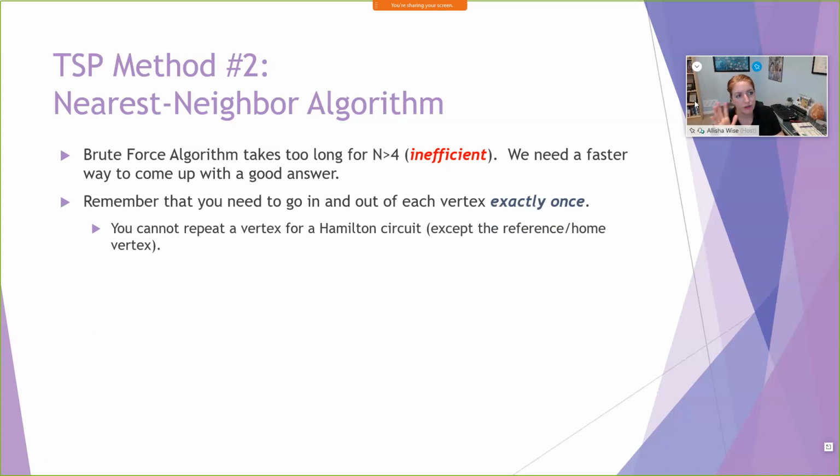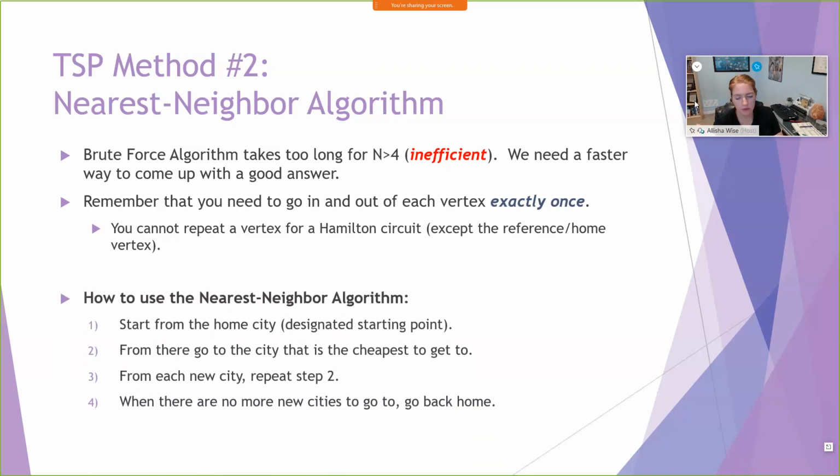So as a reminder, you need to visit every vertex once, and you cannot repeat a vertex for a Hamilton circuit. We already know that. So what you're going to do is start from your home city, your reference starting point. Then you go to the cheapest city, and from there look and say, what's the next cheapest city? Let's go there, and continue on. The only restriction is you can't come back to a vertex you already visited until you visit all of the vertices and come back home.